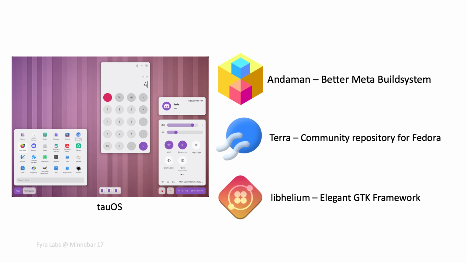Then we have Terra, our community repository for Fedora. So if you ever used Fedora, you probably know it's missing a lot of stuff out of the box. So we provided Terra. It has a bunch of nightly packages and builds pretty quick for anyone planning to try to get into Fedora proper even. And we have libhelium, our elegant GDK framework. So that's what this is all designed in, and that's what we designed in for most of this stuff we're going to show off in this talk.